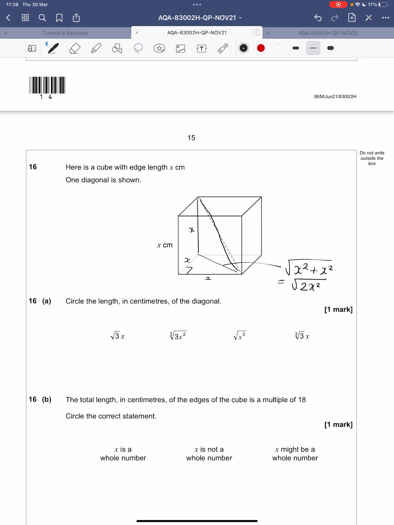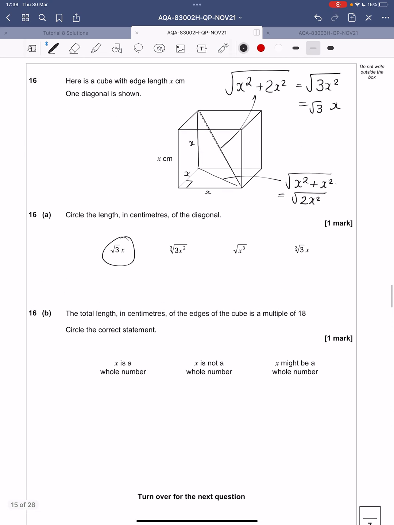So the diagonal, that's going to be Pythagoras. It's that side squared, x squared, plus this side squared, which is 2x squared, under the square root. So it's the square root of 3x squared, which is root 3 times x. That one.